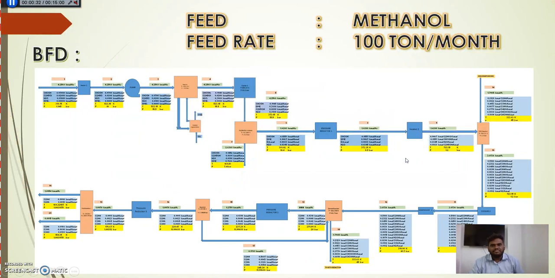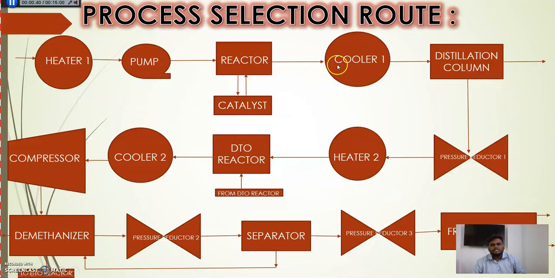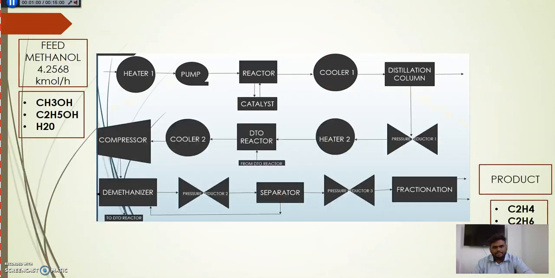Okay, the feed given is methanol at 100 ton per month, and this is the overall block flow diagram. This is the process selection route, starting from heater 1 to pump to reactor to cooler 1 to distillation column to pressure reductor 1 to heater 2 to reactor to cooler 2 to compressor to demethanizer to pressure reductor 2 to separator to pressure reductor 3 and finally fractionation to produce 99.9% ethylene.